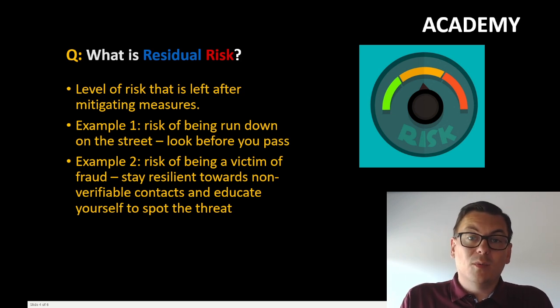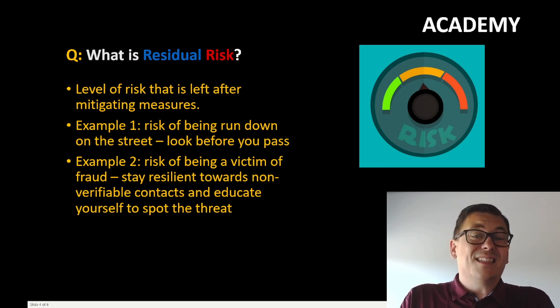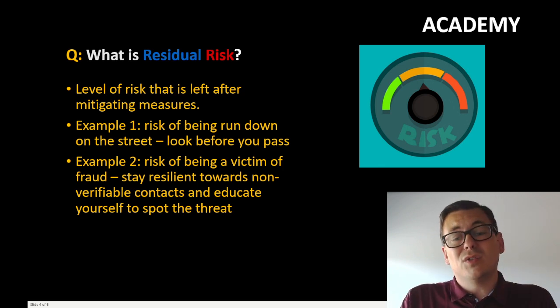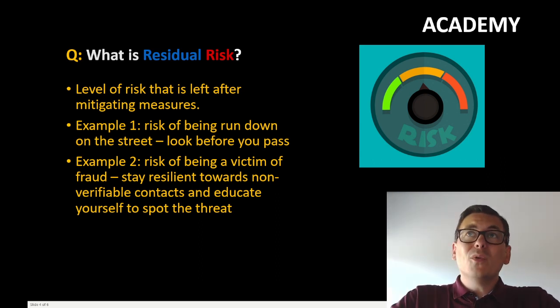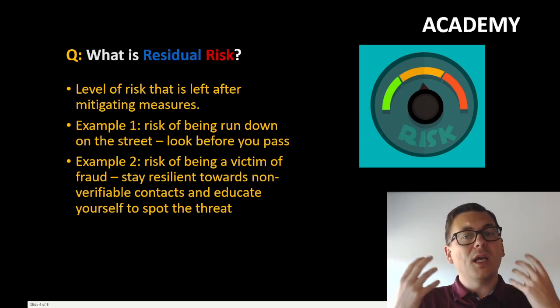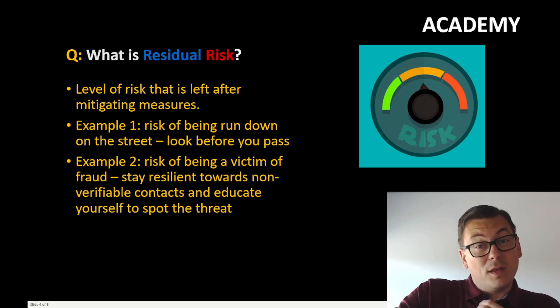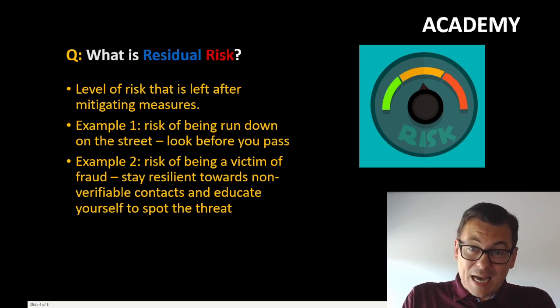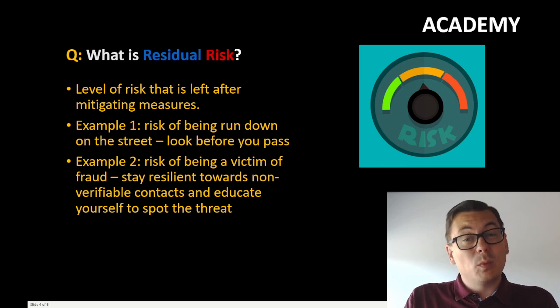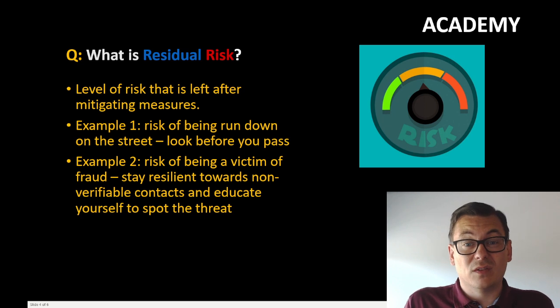The second example, which we see sadly a lot of cases of in this present time, is the fraud cases. And what you can do as a consumer is to stay resilient towards non-verifiable contacts that try to contact you on email or vice versa. But also educate yourself, because sometimes a mitigating measure might be education, and we see this both within corporations and outside corporations, that one of the best ways to act upon these risks is to learn more about them so we can identify and protect ourselves against these external risks.